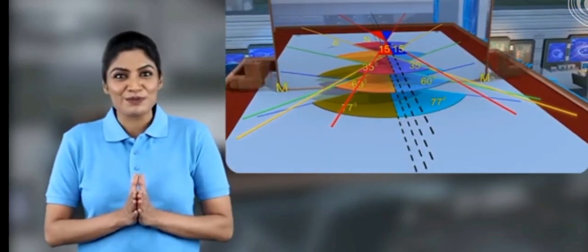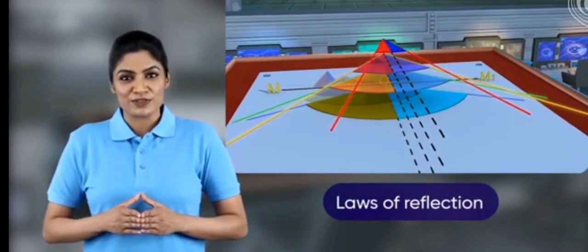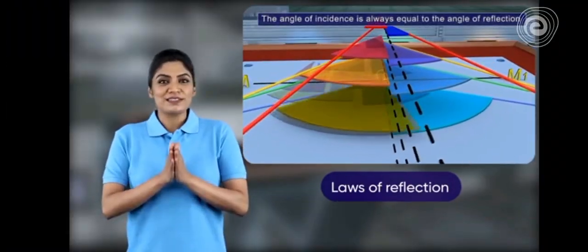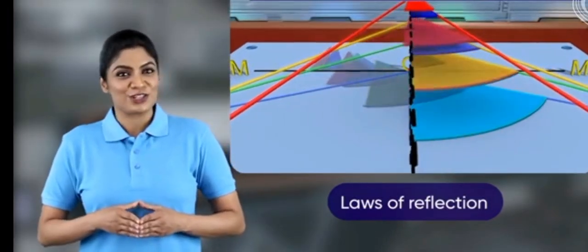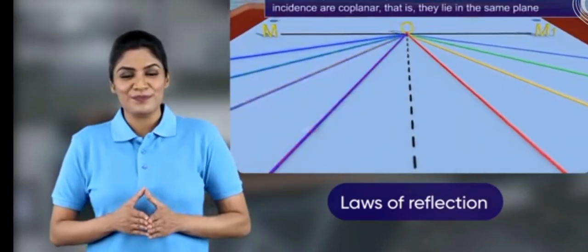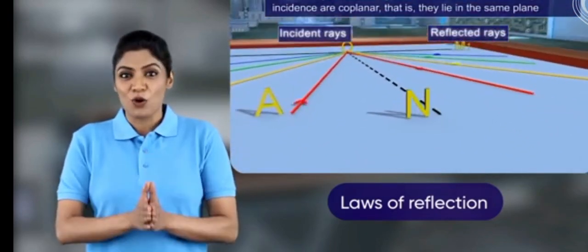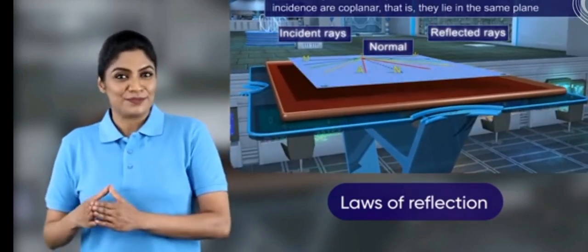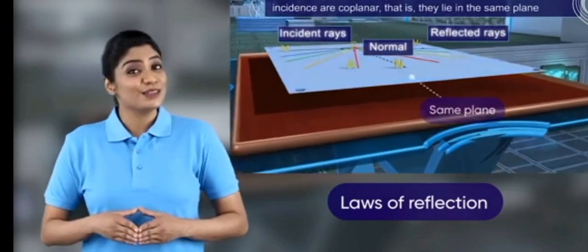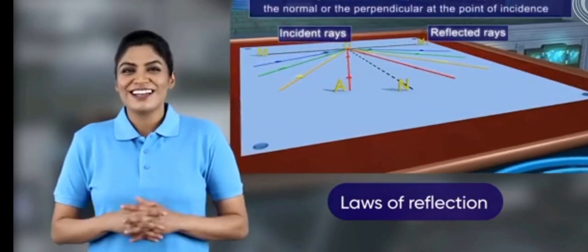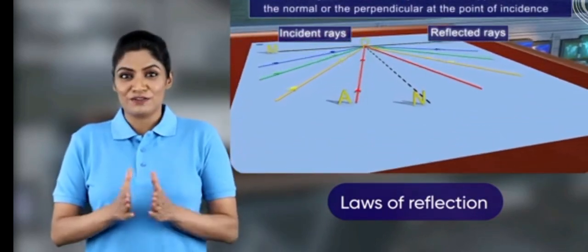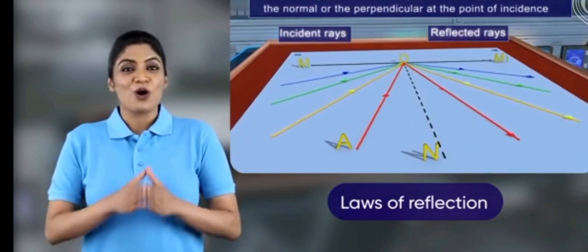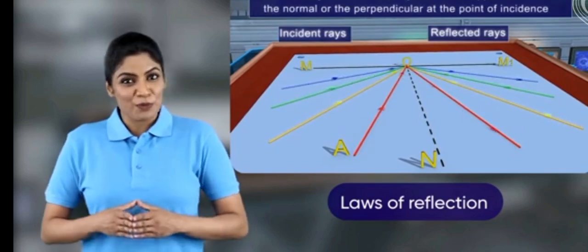From these experiments, two important laws of reflection can be deduced. The angle of incidence is equal to the angle of reflection. Incident ray, reflected ray, and the normal drawn at the point of incidence are coplanar. That is, they lie in the same plane. Note that the incident ray and the reflected ray are on the opposite sides of the normal or the perpendicular at the point of incidence.